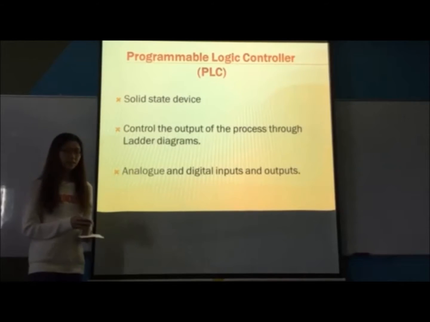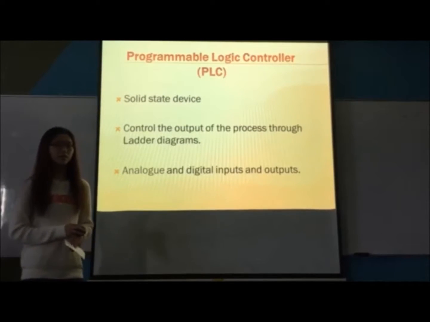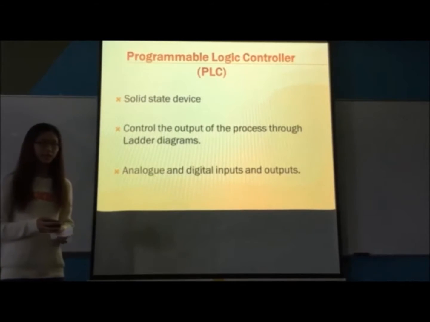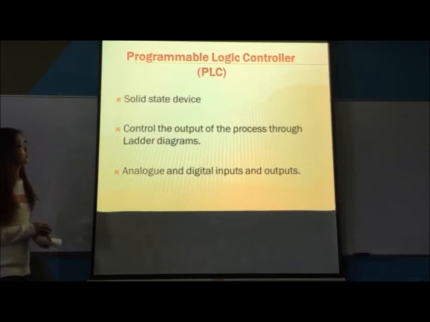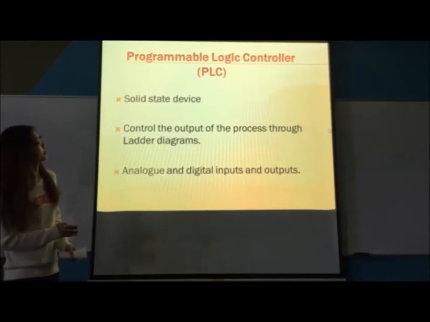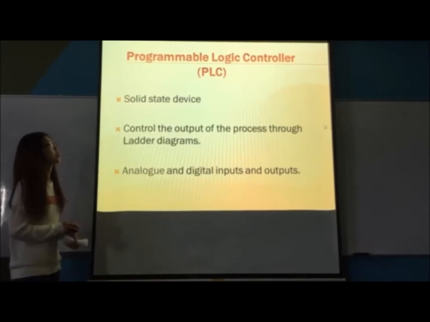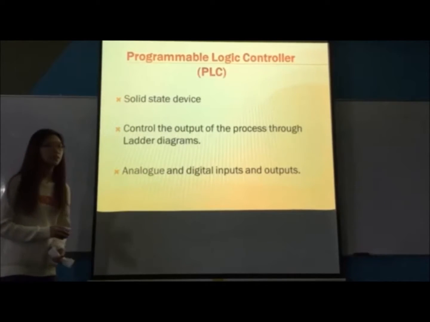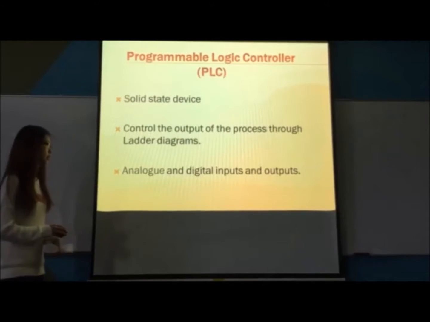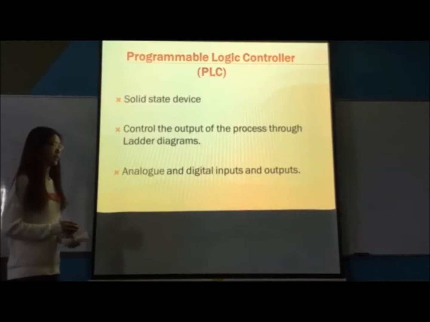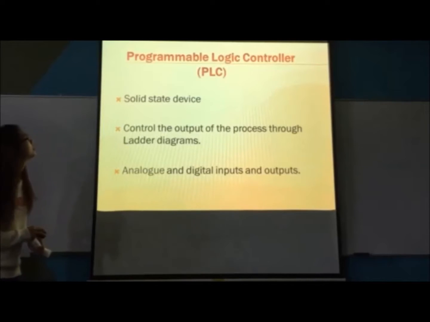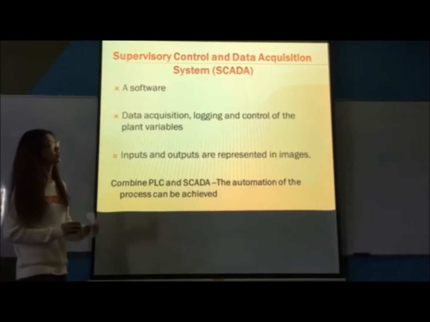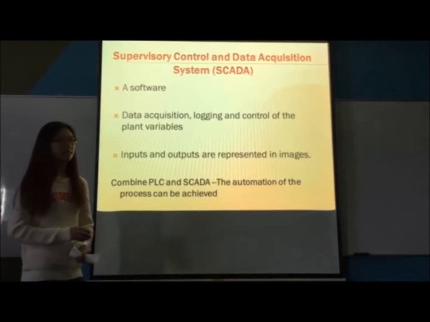To keep the process running within specific limits and to ensure quality and safety, process control is installed in the plant. One of the process control systems is the programmable logic controller, PLC. PLC is a solid state device. It is used to control the output of the process through ladder diagrams, and it also provides analog and digital inputs and outputs.